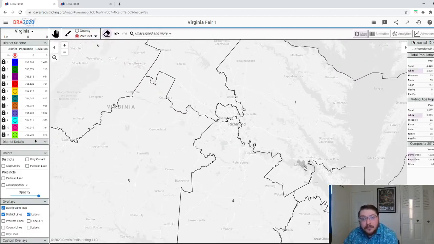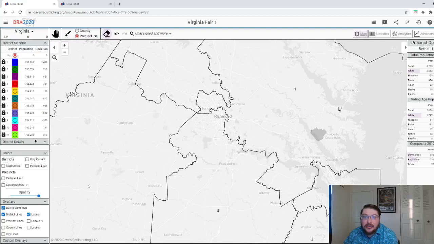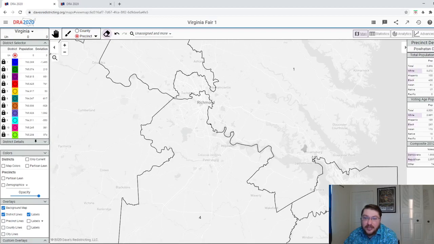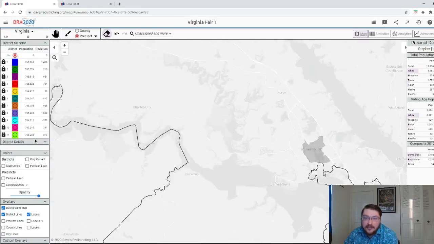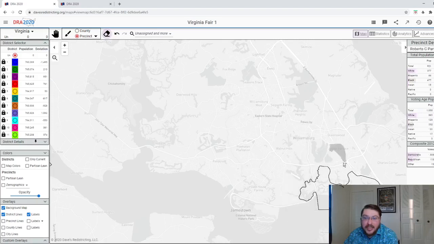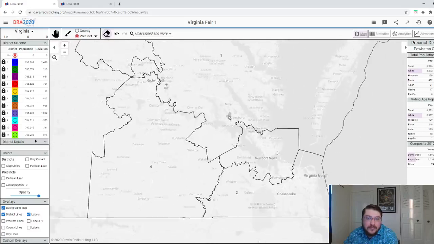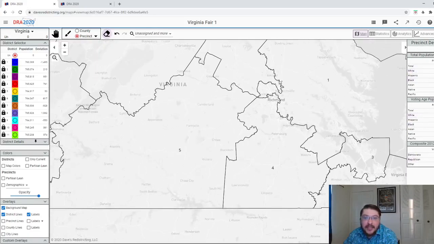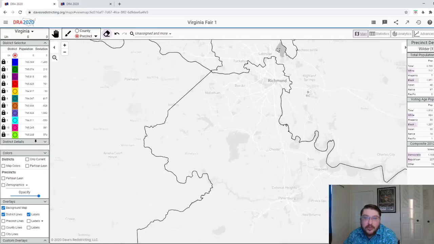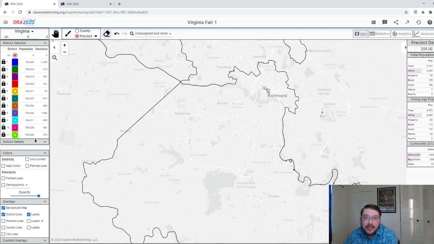It's pretty cool. And of course it extends through Kilmarnock and Tappahannock and Warsaw. There's Gloucester. And there's of course Williamsburg. I tried to keep all of Williamsburg in the same district, but I think I accidentally had to include a little bit, which is a little unfortunate, but it happens.